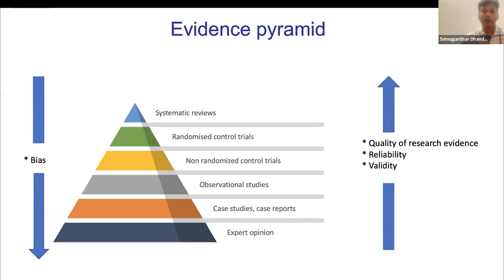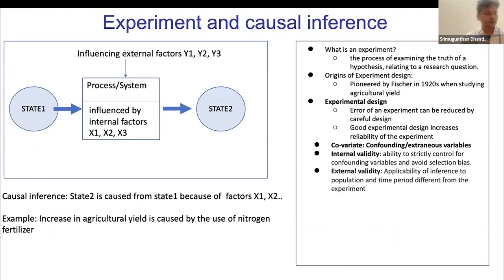So randomized control trials, which is actually A/B testing, is the gold standard for causal inference. We will see why that is the case. Okay. So before we go into that, we want to have some terminology. So what is an experiment? Basically, you are trying to examine the truth of a hypothesis relating to a research question, right?